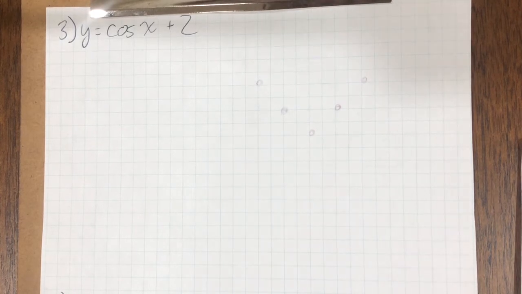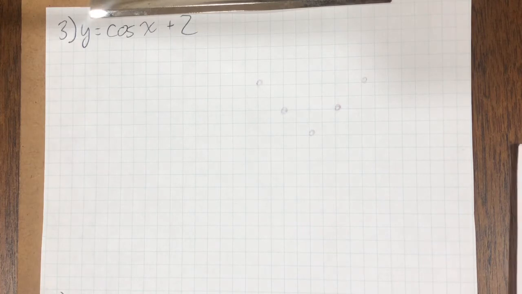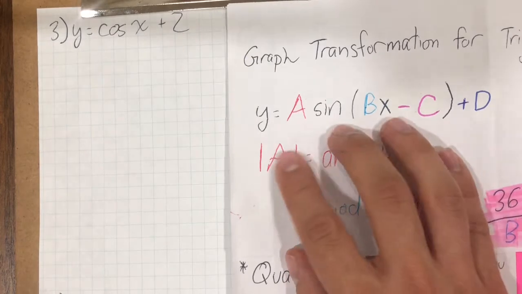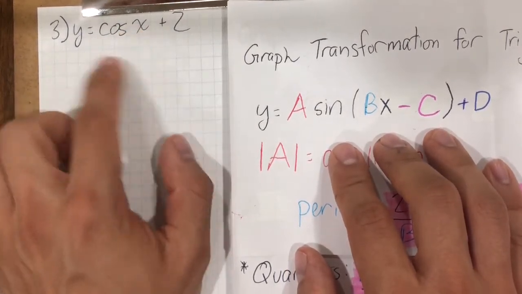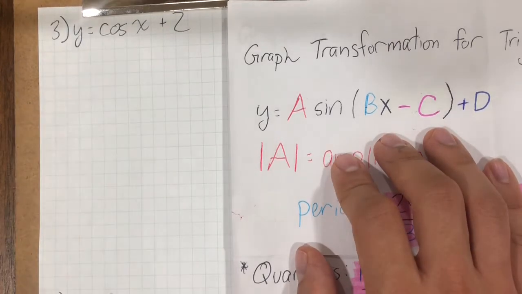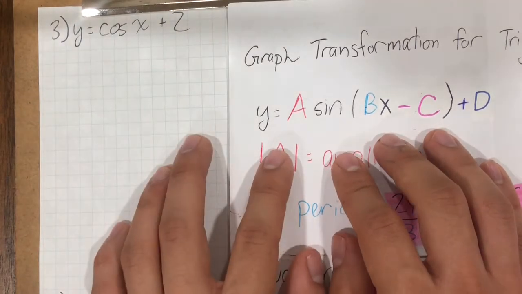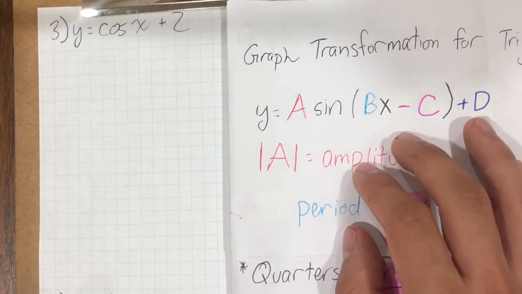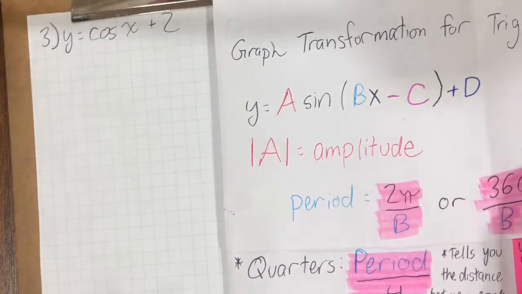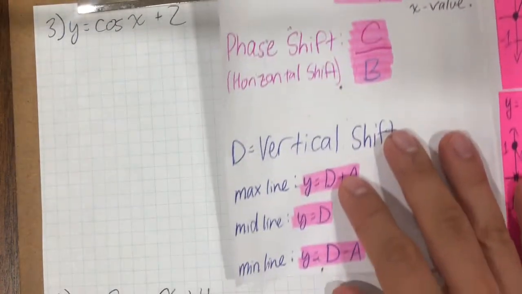All right, so we take a look at number 3. We have y equals cosine of x plus 2. I'm going to figure out what the transformation is. If we compare the setup to what we're given, we see we have a plus 2 being added to this cosine of x. So there are no parentheses happening, there's no number for c. But we do have a number for d, and that d is going to represent the vertical shift.